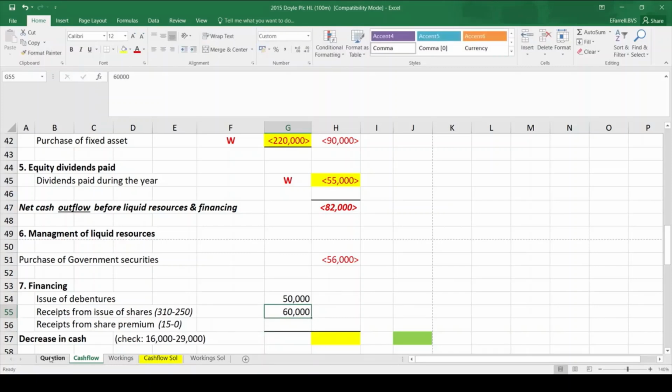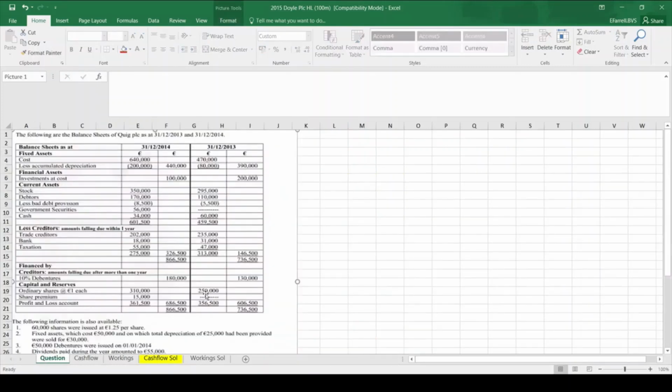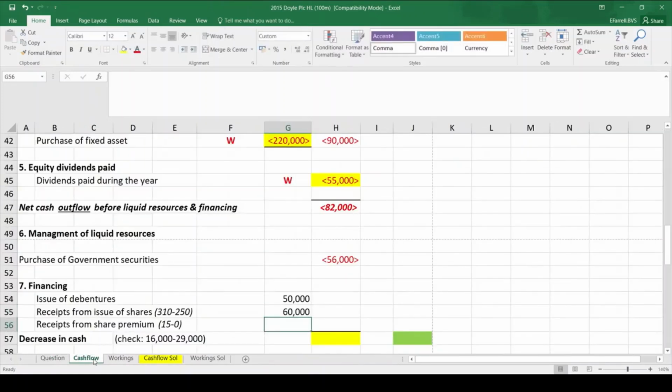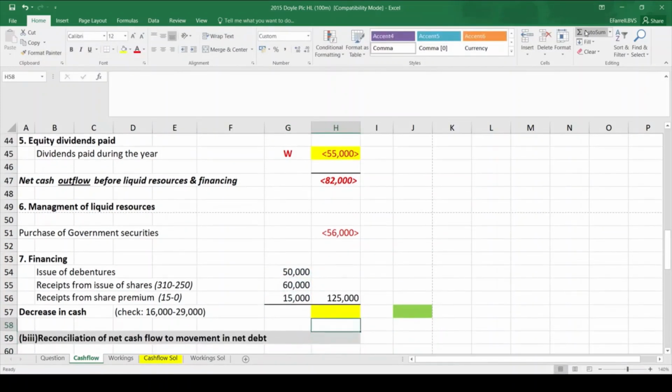Issued shares went up by 60,000, and the share premium, which is the extra amount charged on the shares, has gone from 0 to 15. So again, they've gone up 15,000. We got a premium of 15,000 on those shares. So share capital and share premium should always be plus figures, and the debenture, you need to be careful with, can be either plus or minus. So in total, they come to 125.